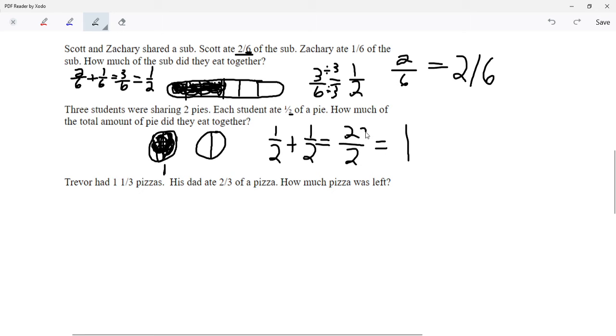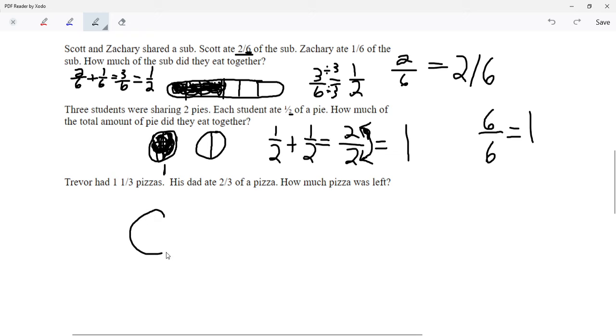Anytime that the numerator is the same as the denominator, okay, if these are the same, then it is equal to 1, because it's basically saying we're splitting a whole into 6 pieces, and I have all 6 of them. So anytime the numerator and denominator are the same, it equals 1. So Trevor had 1 1/3 pizzas. His dad ate 2/3 of a pizza. How much pizza was left?